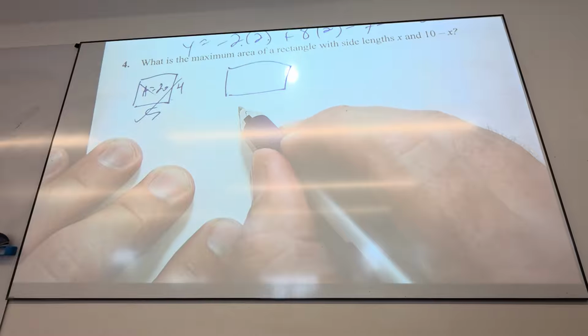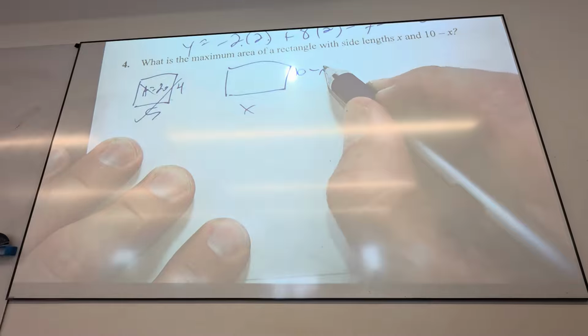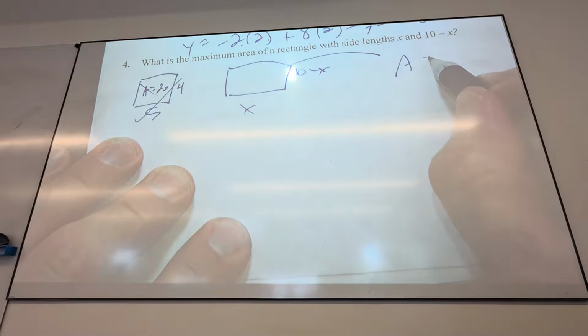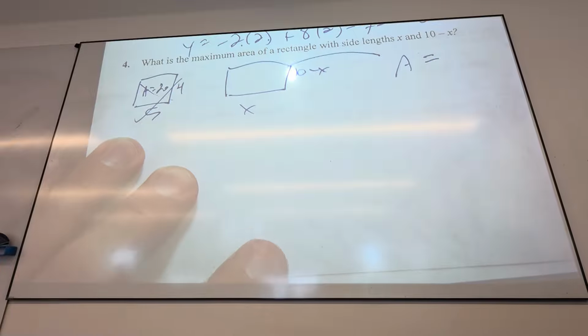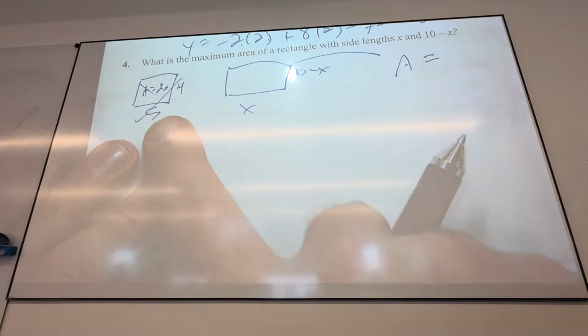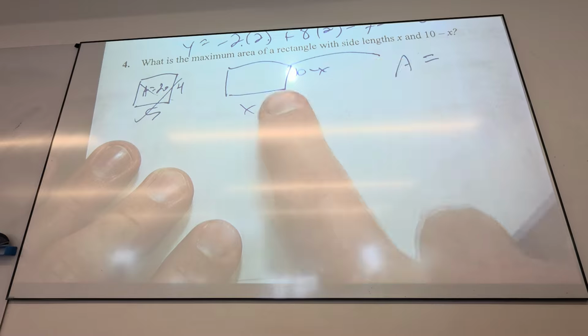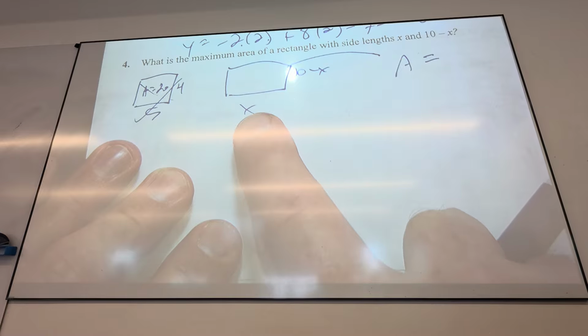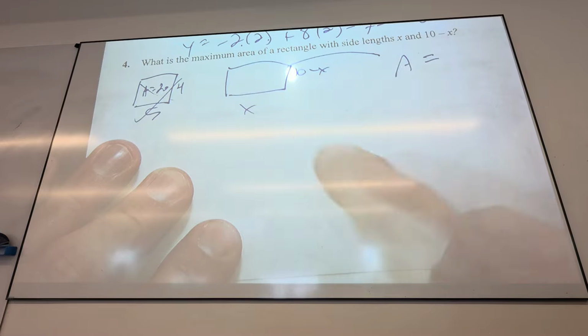It's x by 10 minus x. So what is the area of this rectangle? Don't overthink it. 5 times 4 is 20. How do we get this one's area? x times 10 minus x. Yes, I'm going to write that.